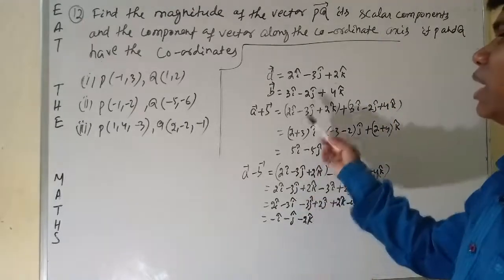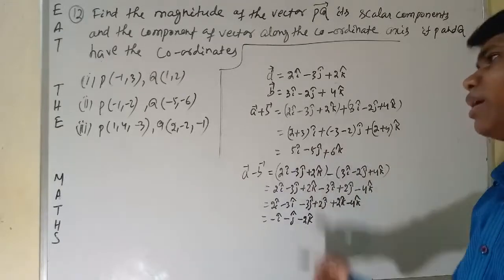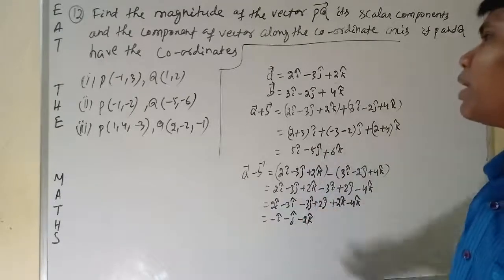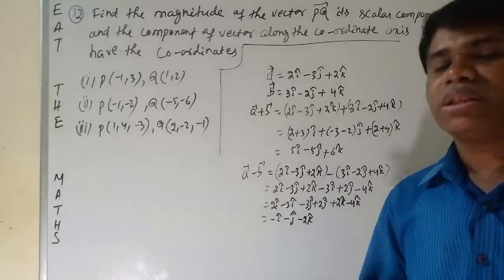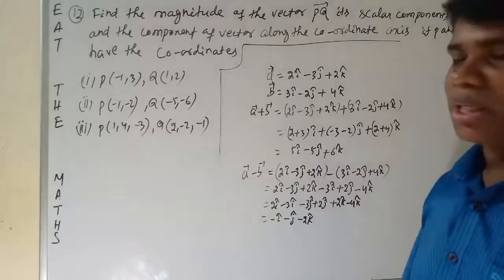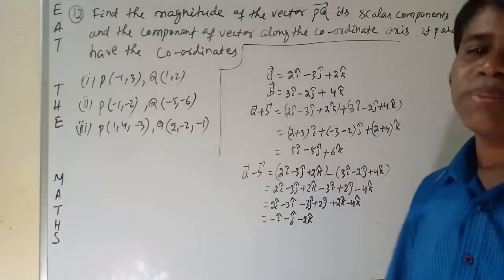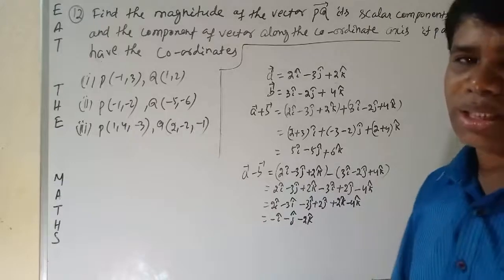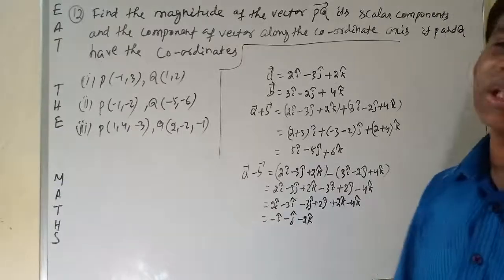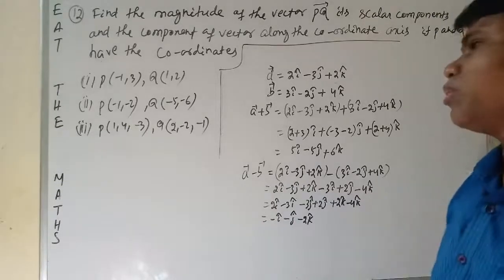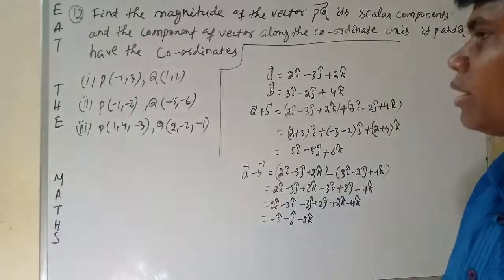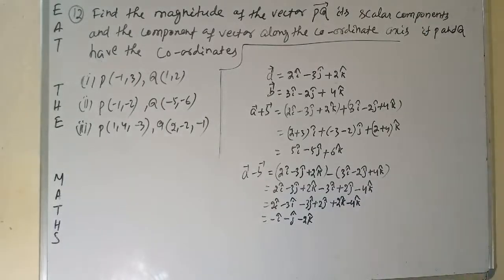So this is the addition and subtraction. If you add, you have to add i cap with i cap, j cap with j cap, and k cap with k cap. If you subtract, you have to subtract i cap from i cap, j cap from j cap, k cap from k cap. Pause the video, note it down.